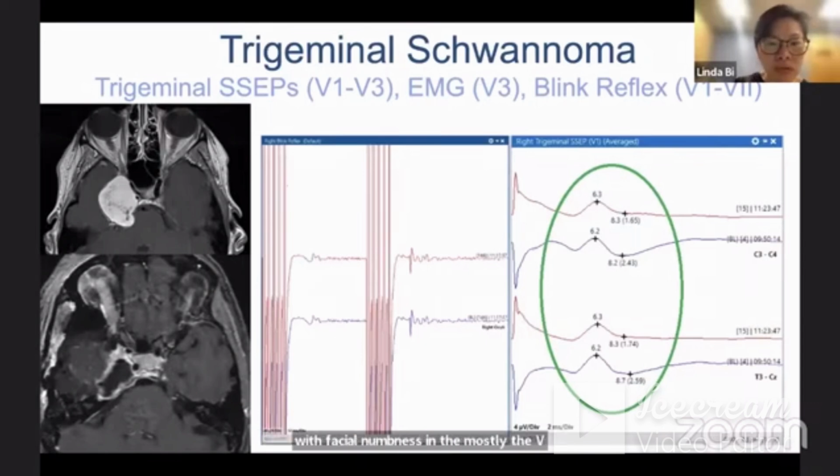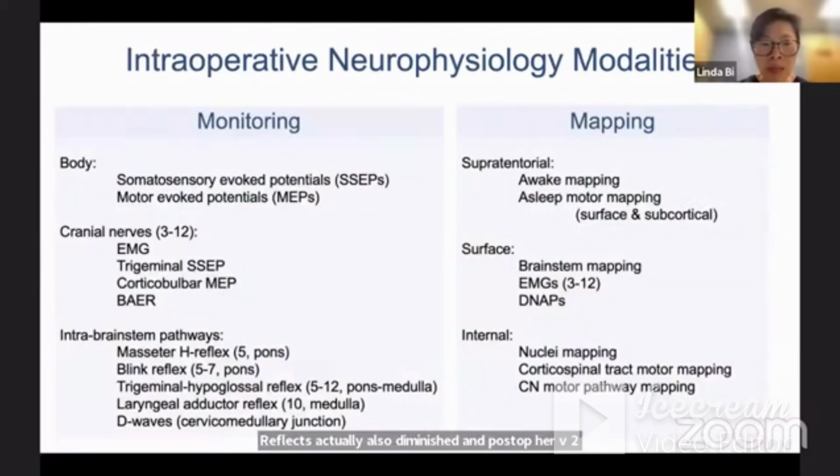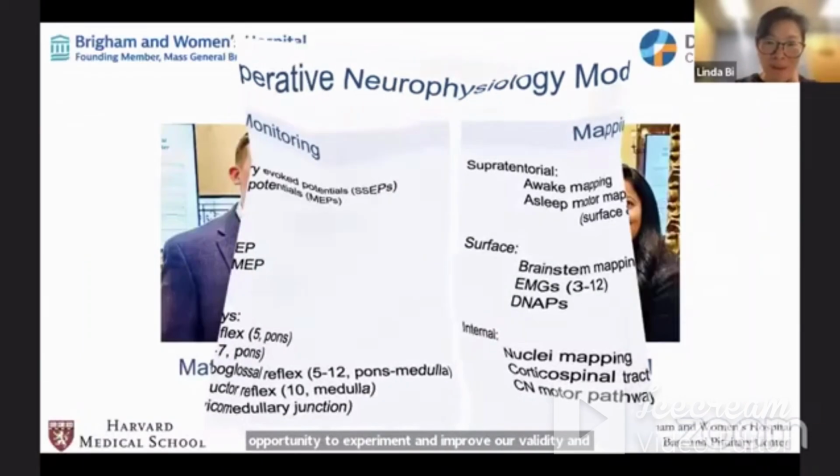During her surgery, her trigeminal SSEPs were mostly stable, but V1 took a 30% decline at the end of resection. Her blink reflex actually also diminished, and post-op, her V2 and V3 improved, but her V1 was more numb than pre-op. And so, a lot of these modalities we're still gaining experience in, but I think collectively with the body of experts around the world who are increasingly performing these surgeries, I think we have a lot of opportunity to experiment and improve our validity and experiences with these more evolving monitoring and mapping techniques.